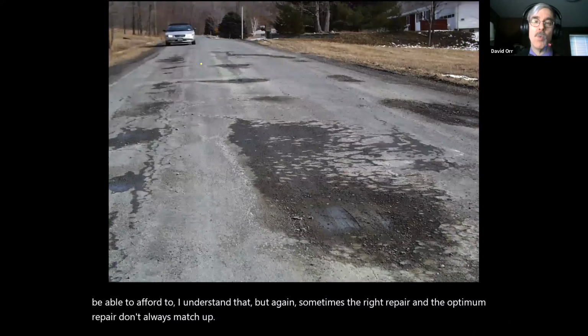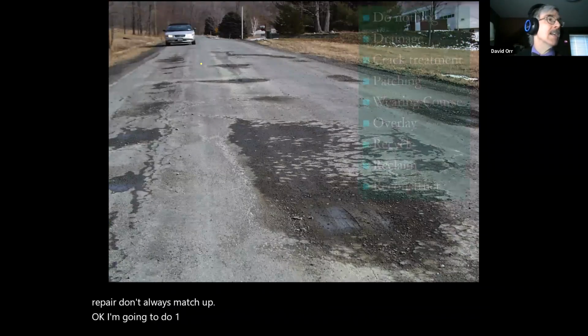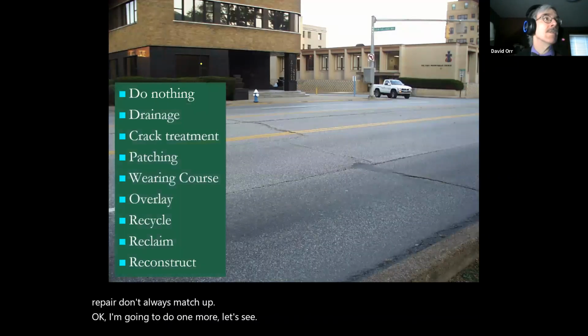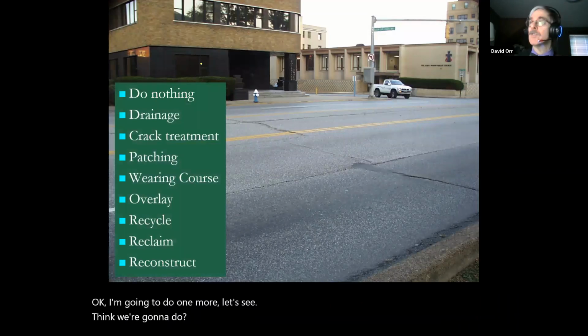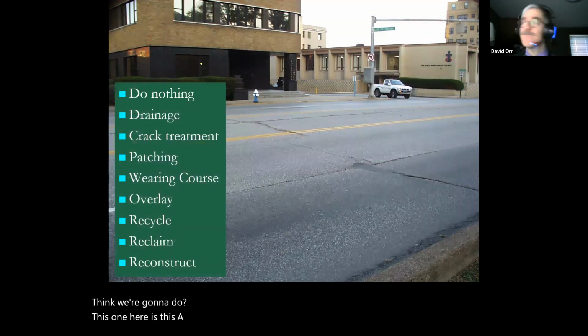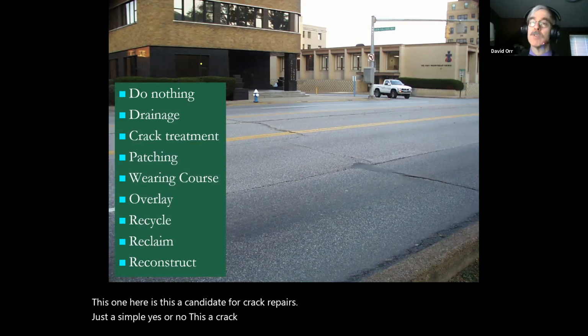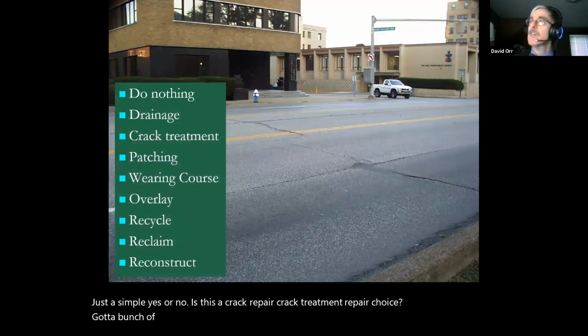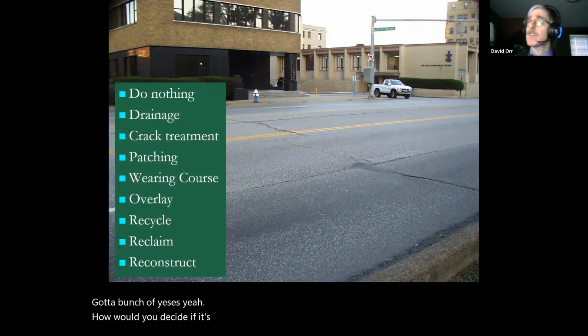Okay, I'm going to do one more. Let's see. I think we're going to do this one here. Is this a candidate for crack repairs? Just a simple yes or no. Is this a crack repair, crack treatment, repair choice? Got a bunch of yeses. Yeah. Possibly a no. How would you decide if it's a yes or no? These are reflective cracks, by the way, if you're wondering. The joints from underneath that have reflected up through.